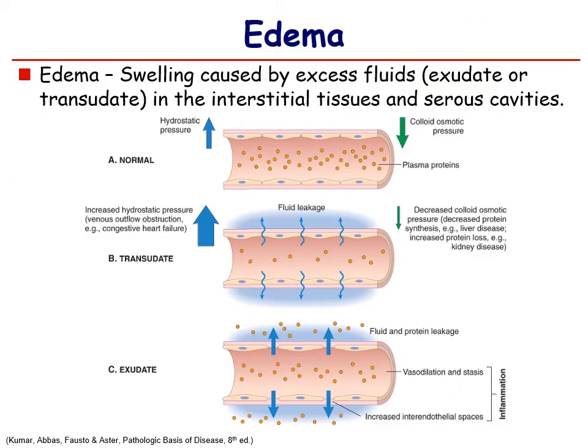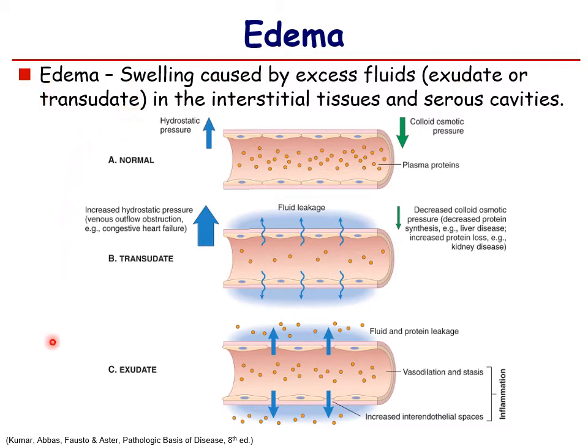Now, before we move on to the next change in the characteristics of the vasculature, we have to define a few terms that you need to know. The first one is edema, and edema refers to swelling caused by excessive fluids in the interstitial tissues and serous cavities. And these fluids are termed exudate or transudate.